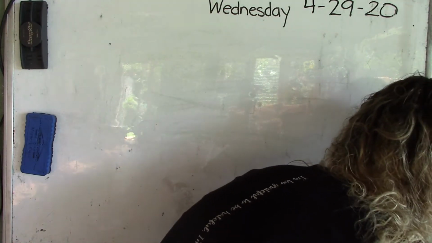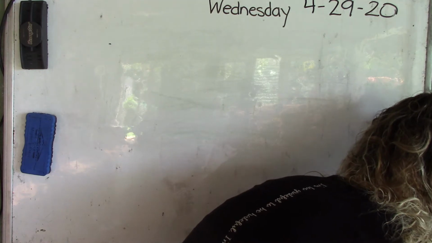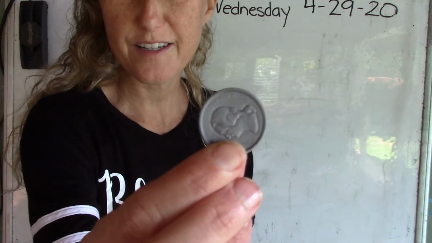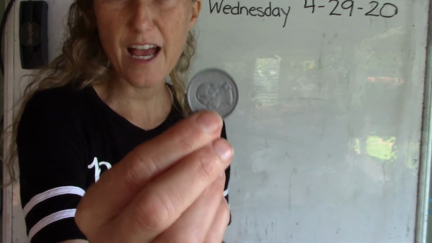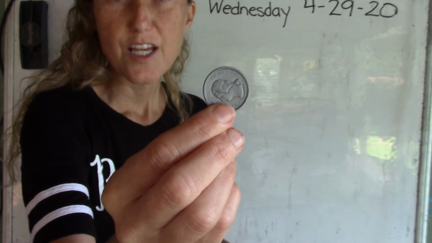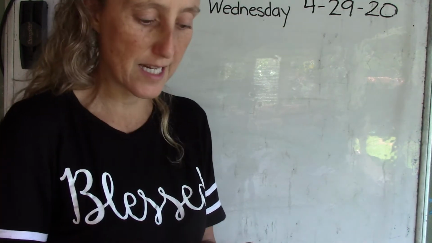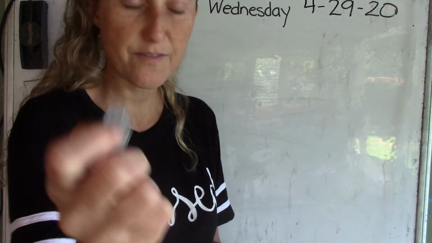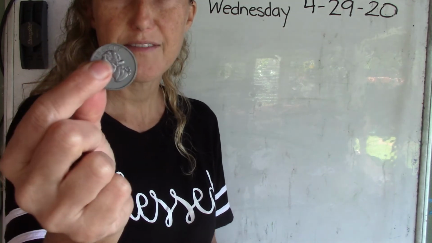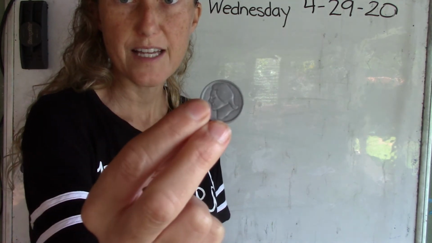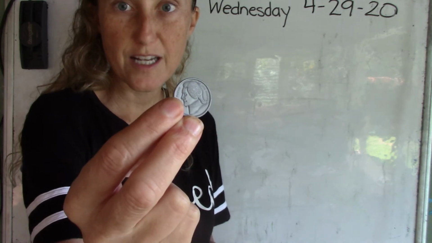And if I gather some money here, I have these, which are quarters, right? And how much are quarters worth? 25. I have 3 of them, so let's count by 25s. 25, 50, 75.